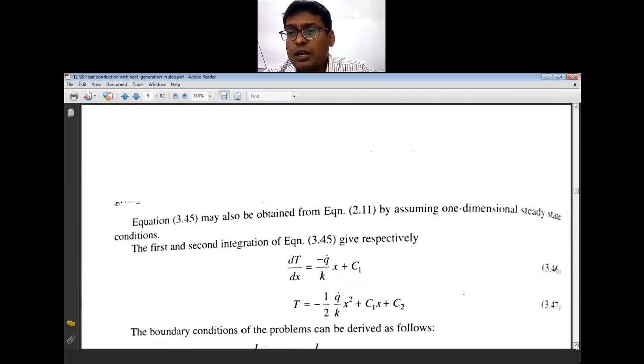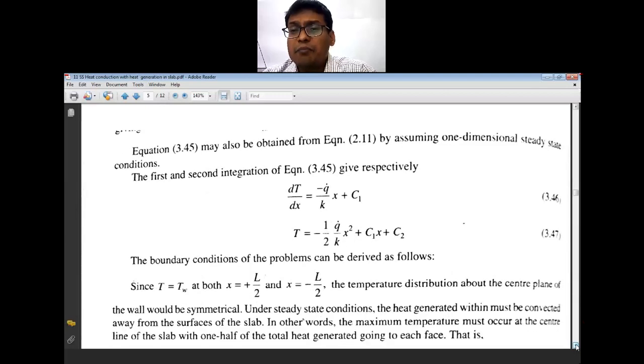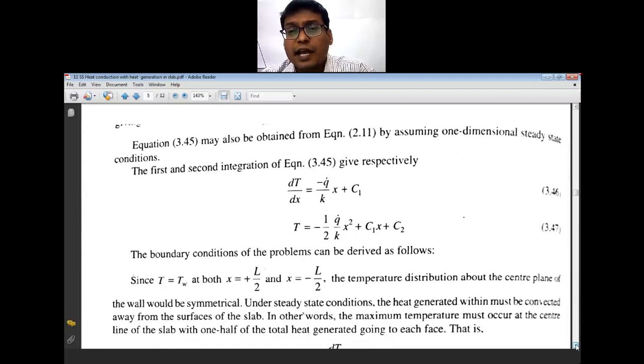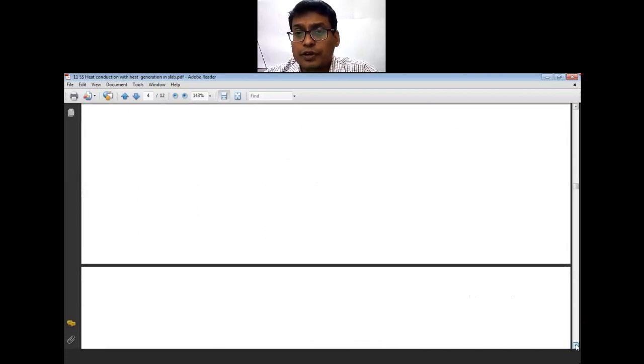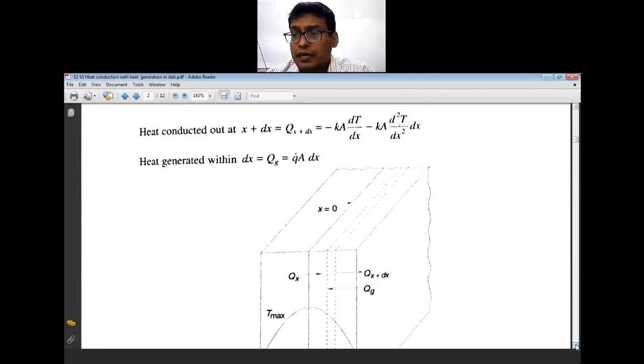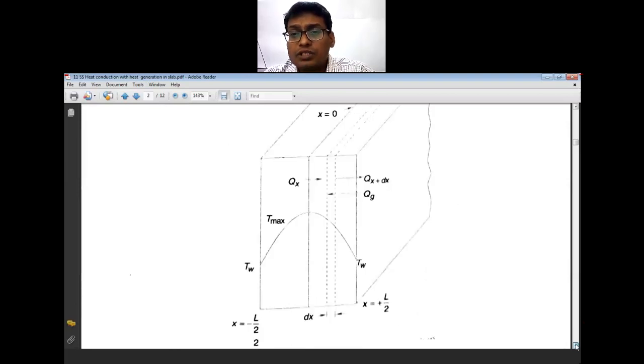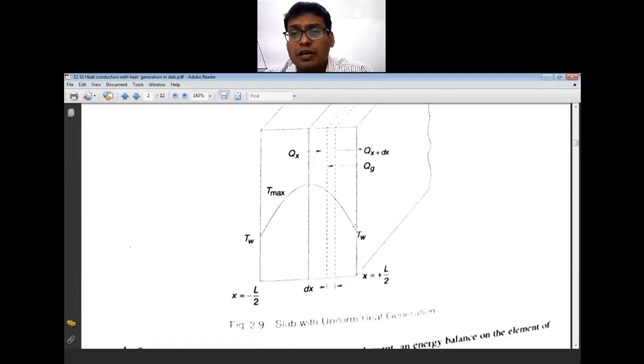So the ultimate aim is that we want to calculate the temperature distribution. This graph is what we want to achieve: how this temperature distribution will be inside this slab. This is my target. I am interested in how the temperature distribution is inside this slab when there is a heat generation and these two wall temperatures are constant.